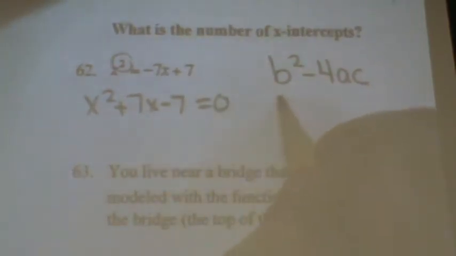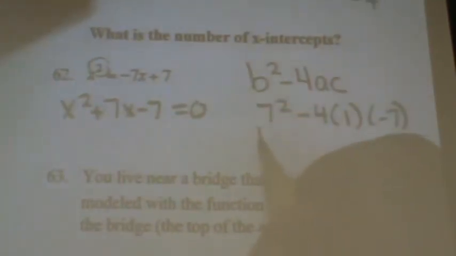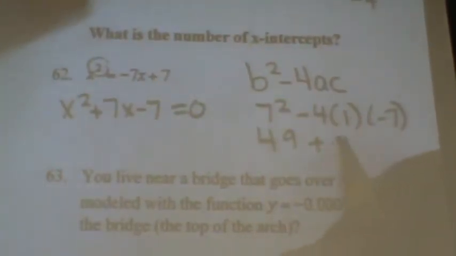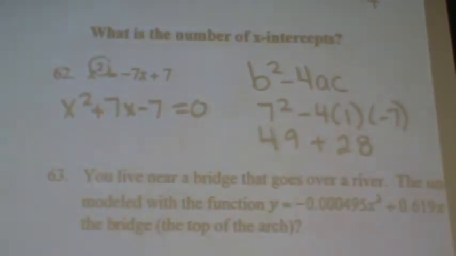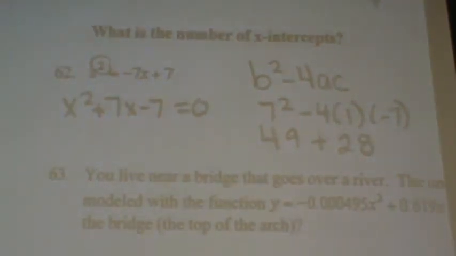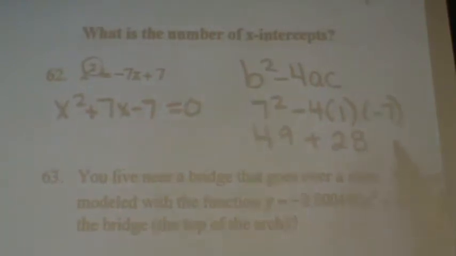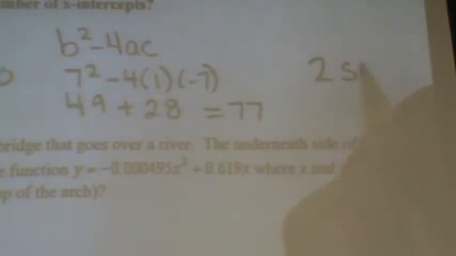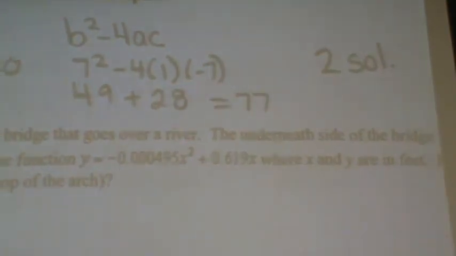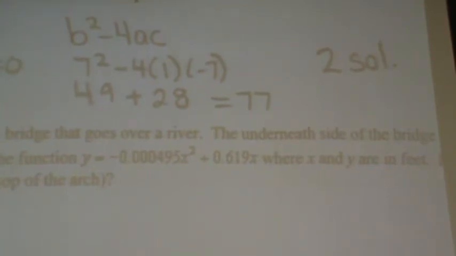B is 7, so it's 7 squared minus 4 times 1 times negative 7. So you get 49 plus 28, which is 77. That's the discriminant. If the discriminant is positive, there are 2 solutions. If it's 0, there is 1 solution, and if it's negative, there is no solution. Okay, 63. These are some ugly numbers here.